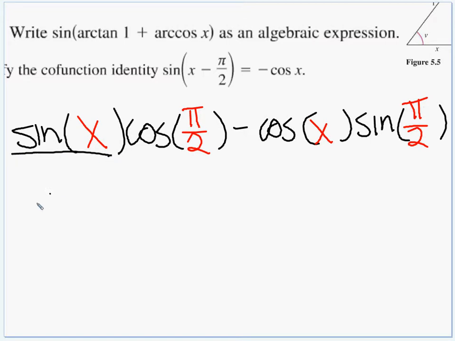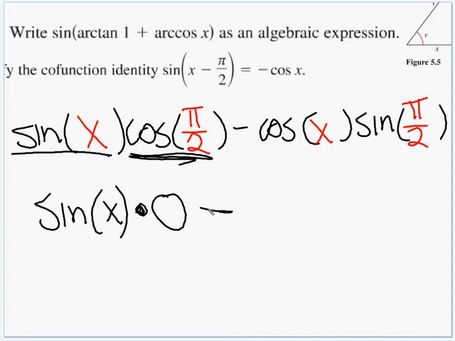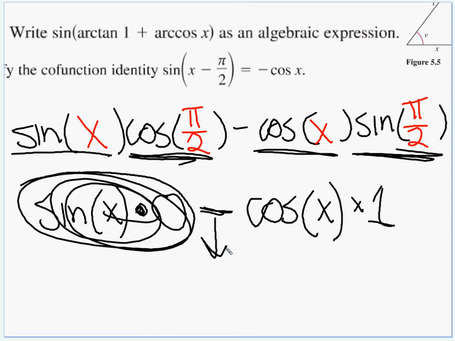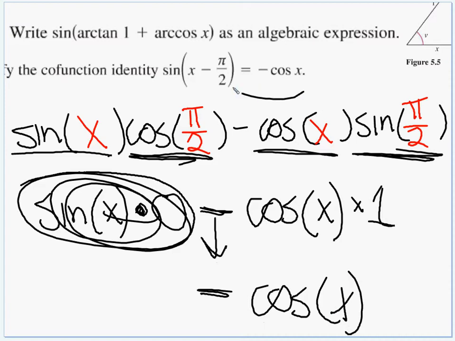Sine of x is just sine x. We're going to multiply that by the cos at a half pi. Cos at a half pi is 0. So that term will get wiped out. Then here we have a cos x times sine at a half pi is positive 1. So here the sine of x times 0, that goes away, and we're left with a minus cos of x, just as we were supposed to.